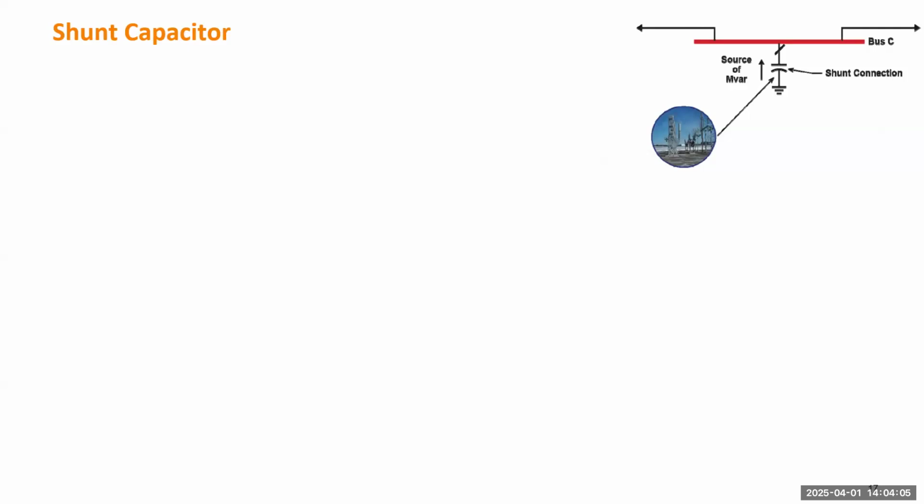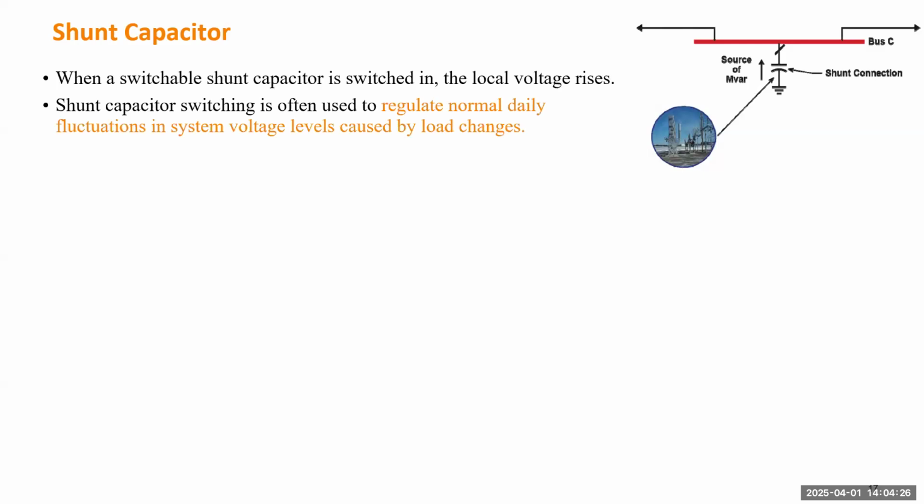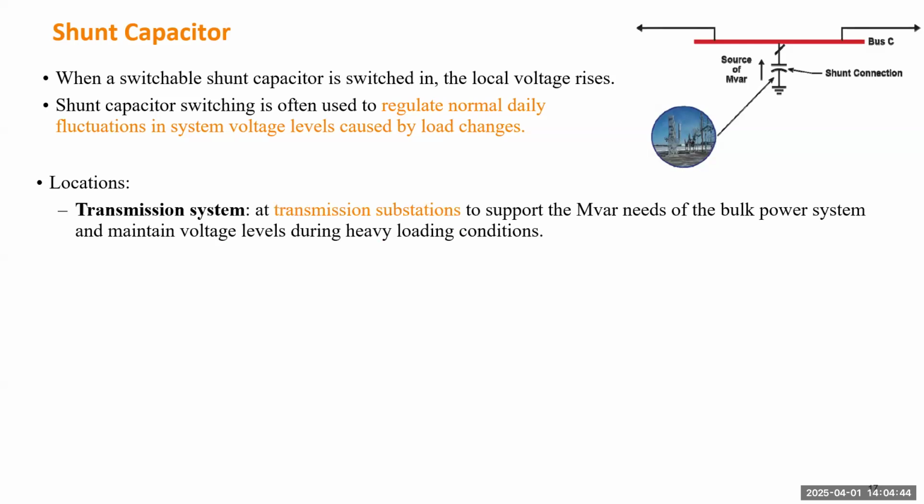A shunt capacitor is very simple. It is just connected to any location where you need some reactive power. It may be far from a generator, so the generator cannot provide reactive power. So you want to switch it in when the voltage is low. Once you switch in the shunt capacitor, it will increase the voltage at this point. It is not an active control device, but it can regulate the normal daily fluctuation of the voltage caused by load change. The location will be in either the transmission system or the distribution system.